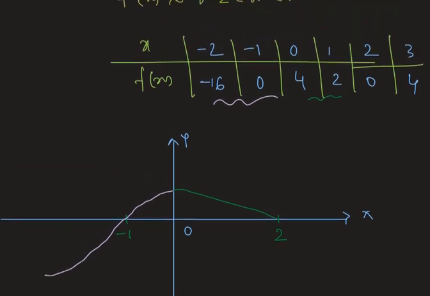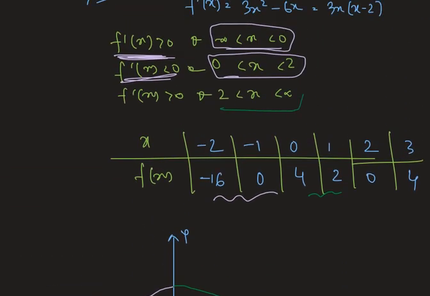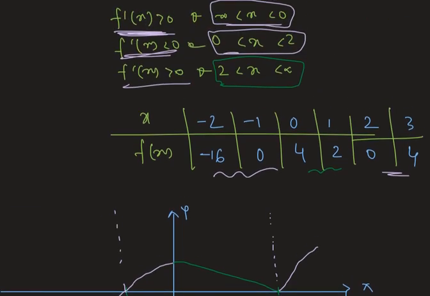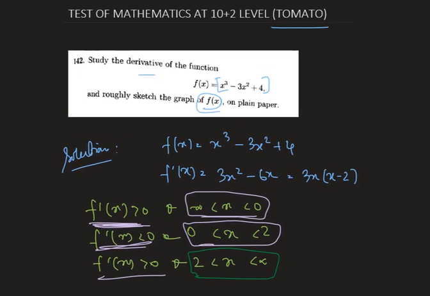Now again, for values strictly greater than 2, the slope is again positive, and the values of f(x) are also positive. Therefore, we get a graph that looks like this. So this is the required graph of ours. So we have solved the problem, and that's all for today.